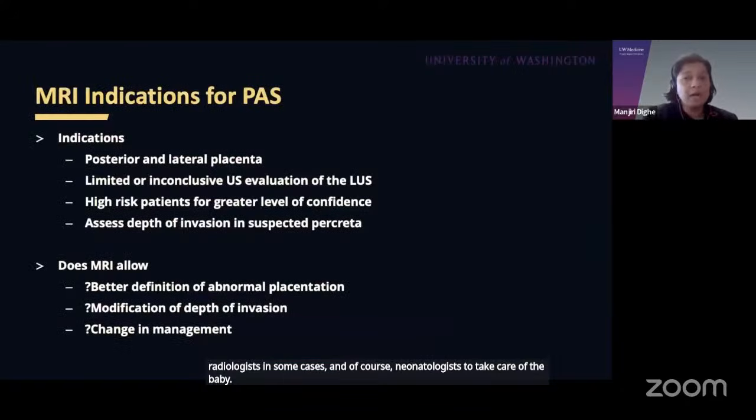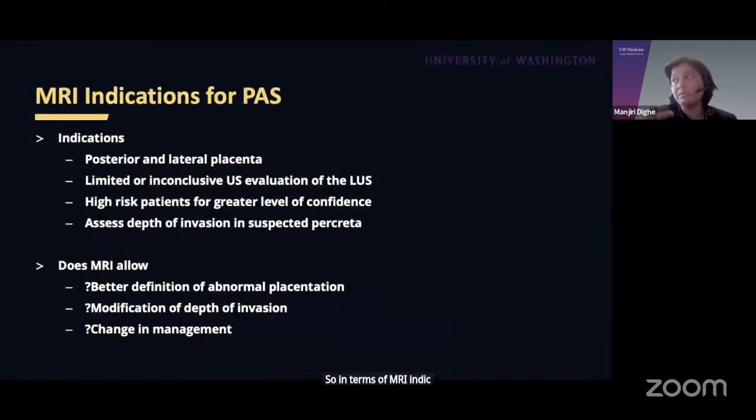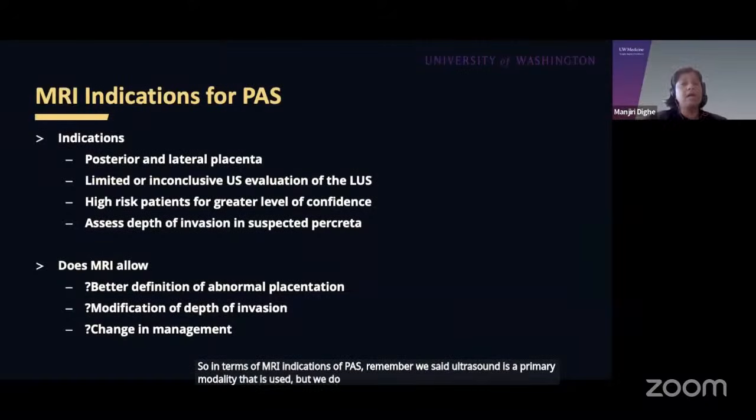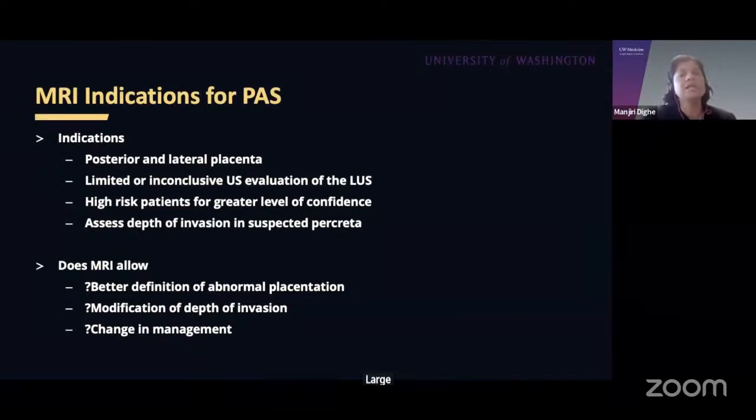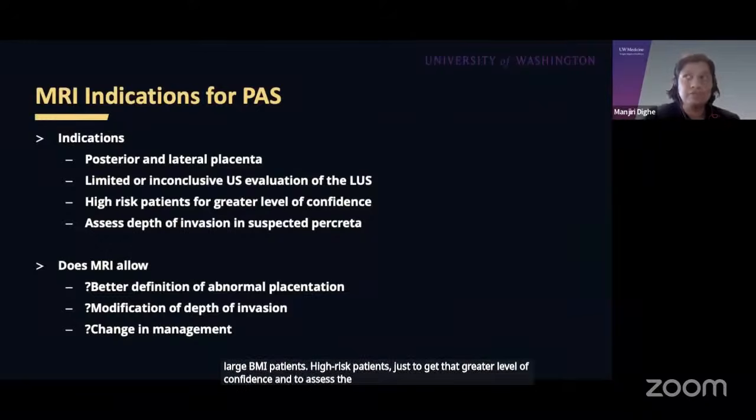So in terms of MRI indications of PAS, remember we said ultrasound is the primary modality that is used, but we do use MRI for specific indications, and these include either a posterior or lateral placenta, if the ultrasound is inconclusive or limited, large BMI patients, and high-risk patients, just to get that greater level of confidence and to assess the depth of invasion if they're suspected percreta.